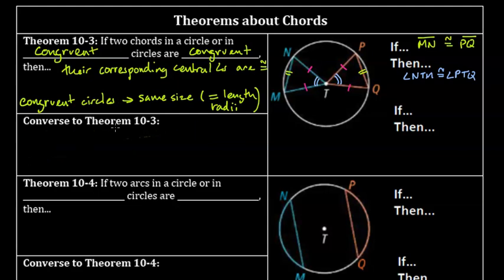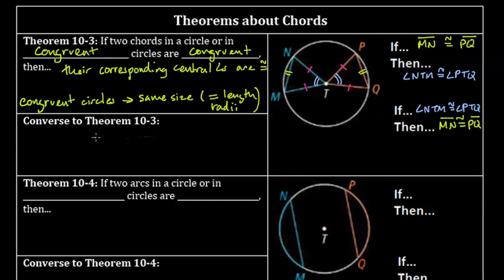Now this particular theorem, like most of the theorems I'm going to talk about in this video, has a converse that is also true. If you remember, the converse of any theorem is where we take the if and the then parts and switch them around. Where I wrote it symbolically, it said if segment MN is congruent to segment PQ, then angle NTM is congruent to angle PTQ. The converse would say that if angle NTM is congruent to angle PTQ, then segment MN is congruent to segment PQ.